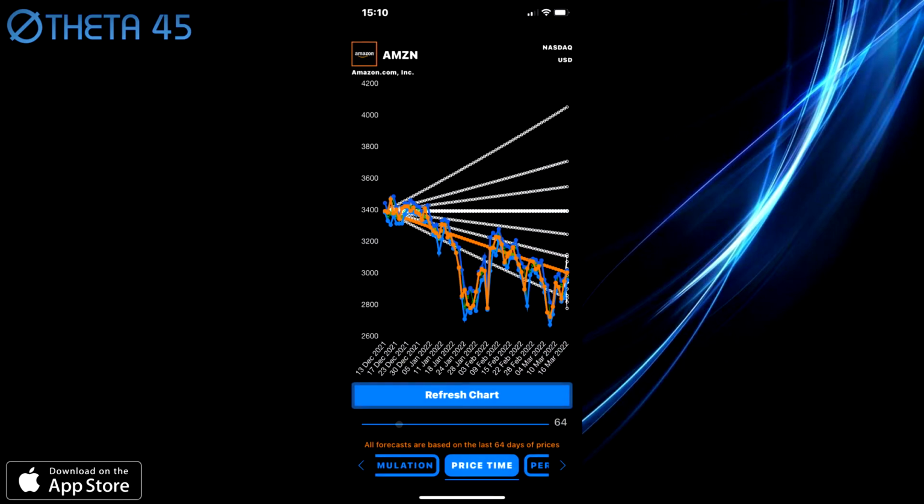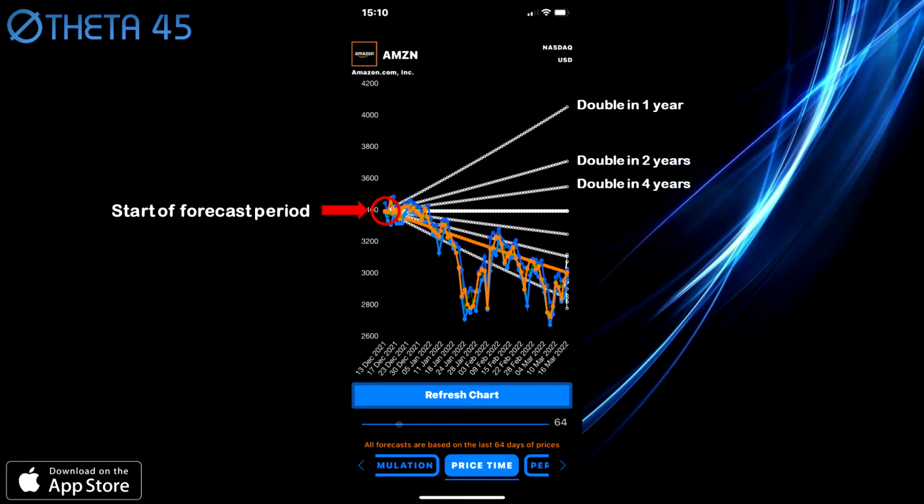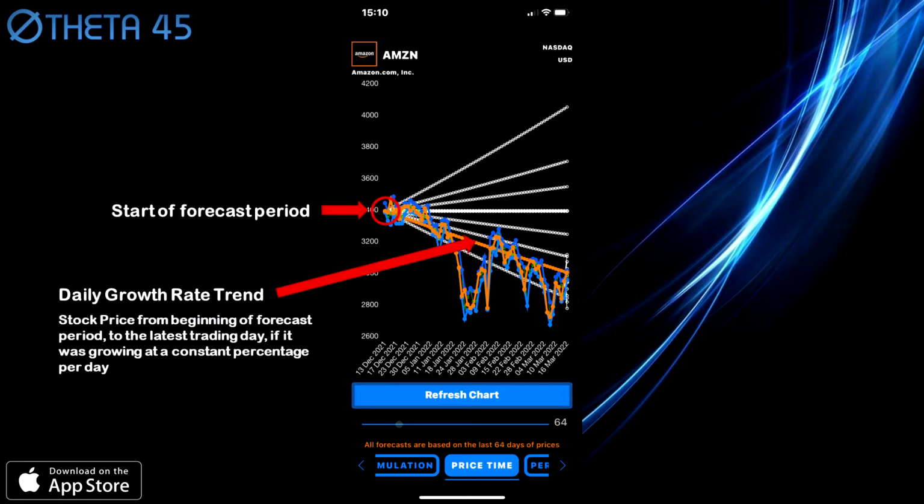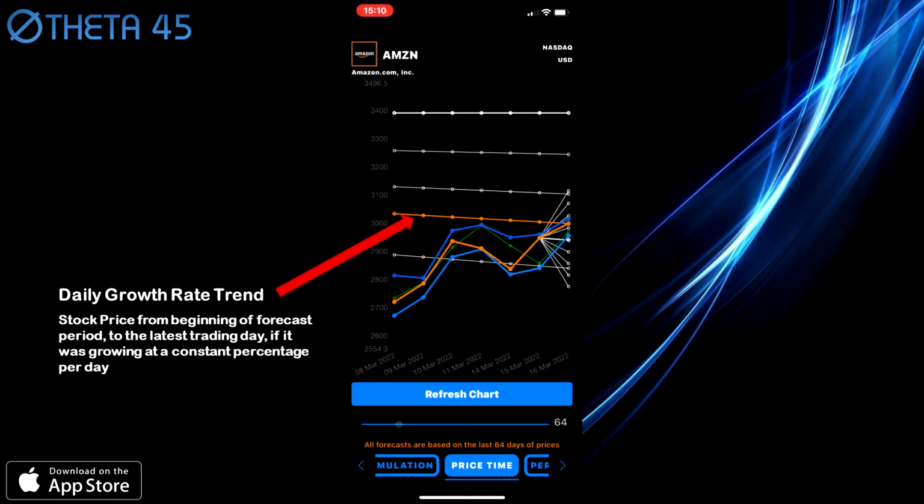The price time chart tells you if the price, from the beginning of the forecast period, is projected to double in value in 1, 2 or 4 years. The curved, orange line that starts from the beginning of the forecast period to the end is the daily growth trend. This is the daily growth rate of the stock if it grew at a constant percentage per day for the duration of the selected forecast period.